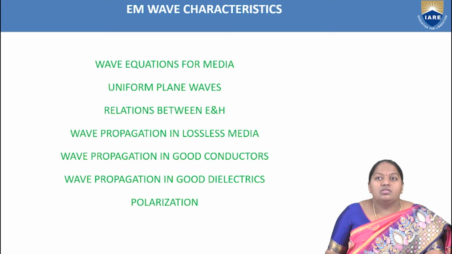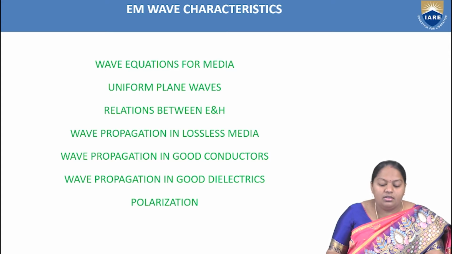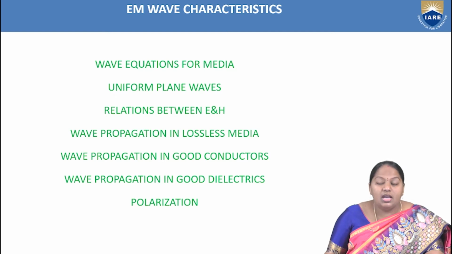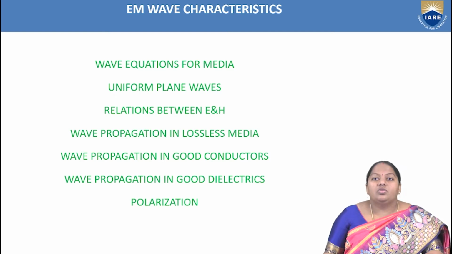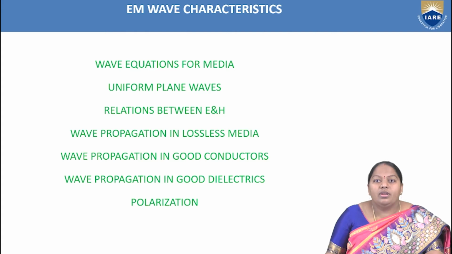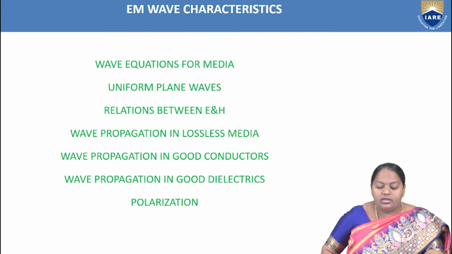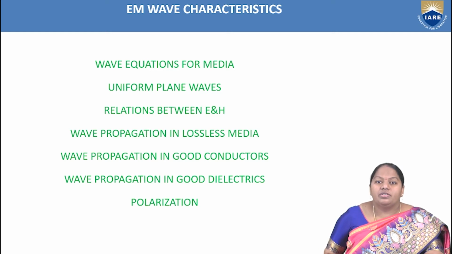Firstly, wave equations for the media, meaning free space, conducting media, or dielectric media. Then the uniform plane wave definition. Then how those uniform plane waves are formed. Then the relations between electric field intensity and magnetic field intensity, which give us the electromagnetic wave equation. Then how the uniform plane wave, or electromagnetic wave, propagates in lossless media. Then electromagnetic wave propagation in a good conducting medium, and in a good dielectric medium, followed by polarization. What do we mean by polarization? Different types of polarizations we are going to learn in this module.